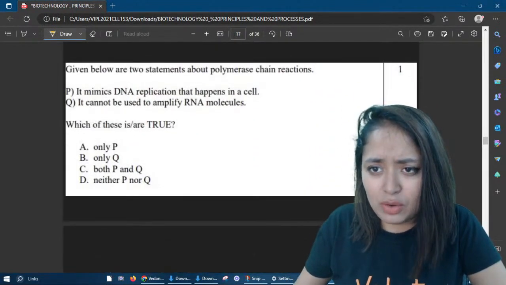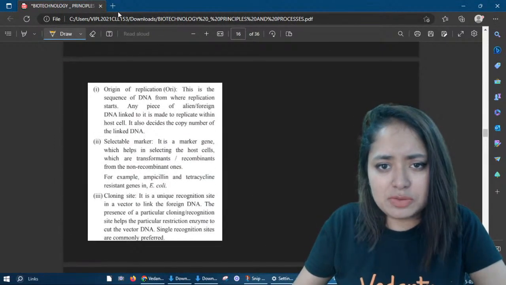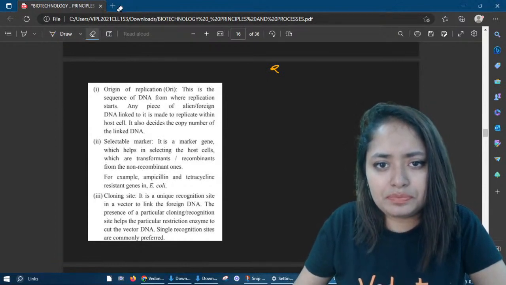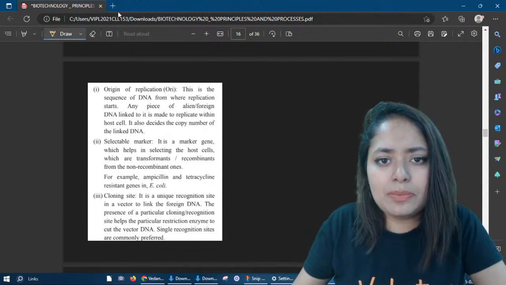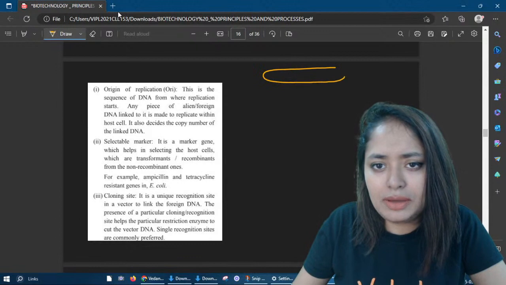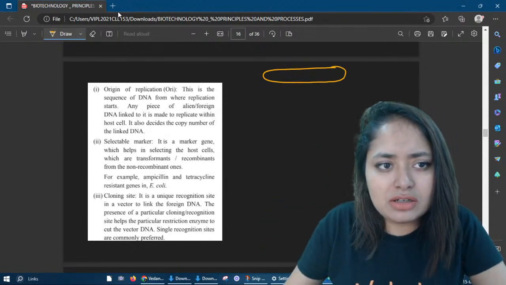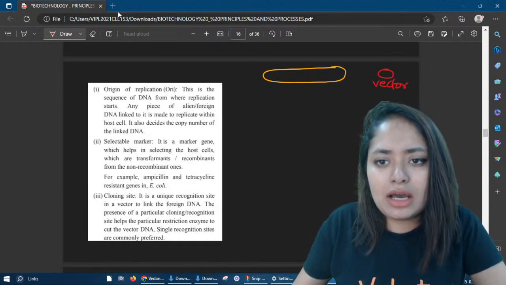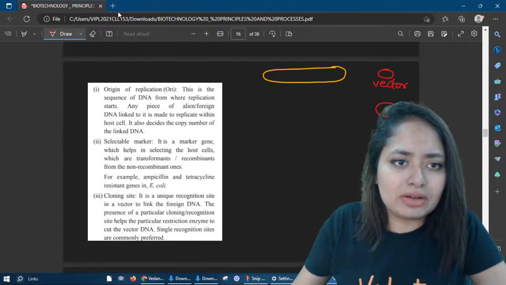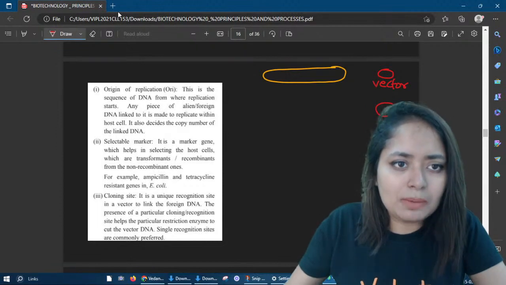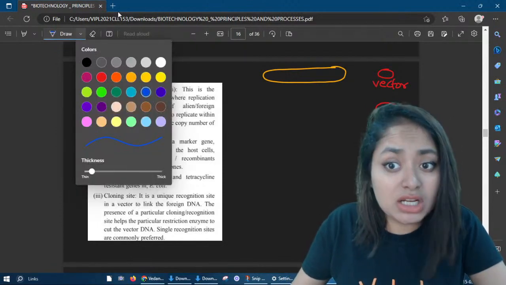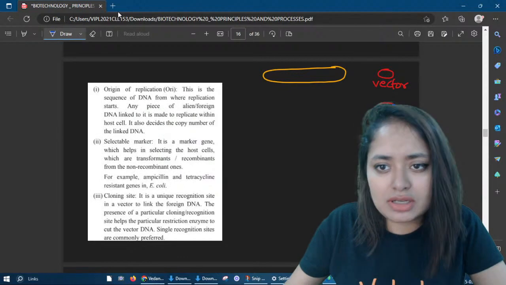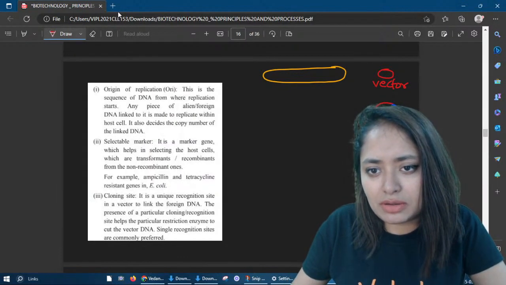Now, before I go into those, I'll explain the difference between recombinants and transformants. Children, suppose you have a bacteria. There is a vector which is waiting outside. This is a vector, and this is the bacteria. Now, this vector can be of two kinds. One is a vector which did not pick up the DNA of interest. It's just the vector, without the DNA of interest. And here, there is a vector which picked up the DNA of interest. So this is a recombinant vector.